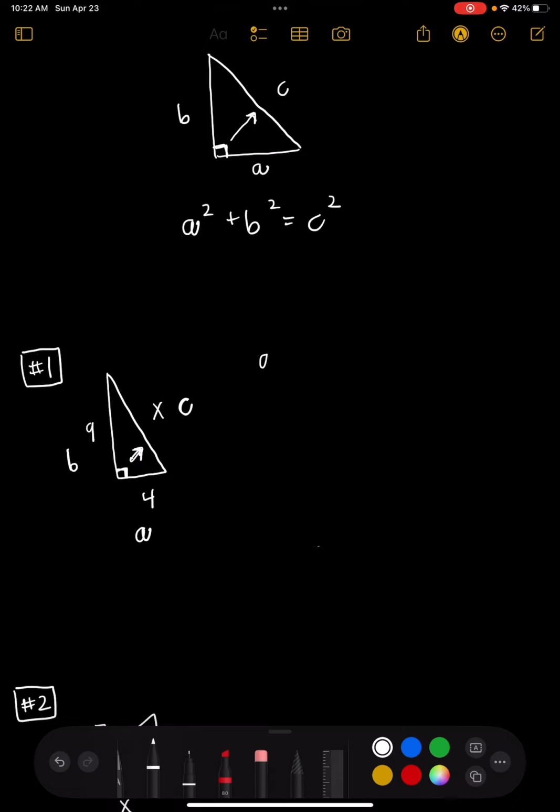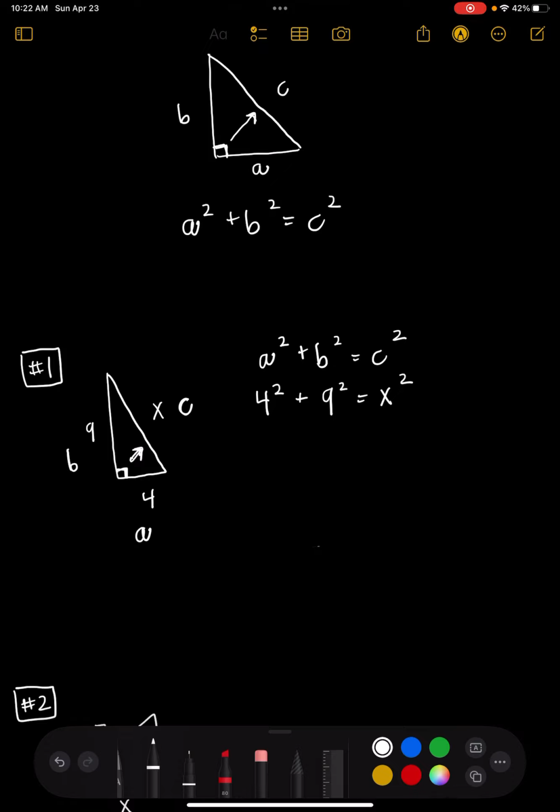So I'm going to start with my formula, which is a squared plus b squared is equal to c squared. Then we're going to replace the a, b, and c with the numbers that we know they are. So a squared turns into 4 squared because a is equal to 4. B squared turns into 9 squared because b is 9. And then c squared turns into x squared because c is x. And the goal here is to solve for x. So now it just becomes an algebra problem.